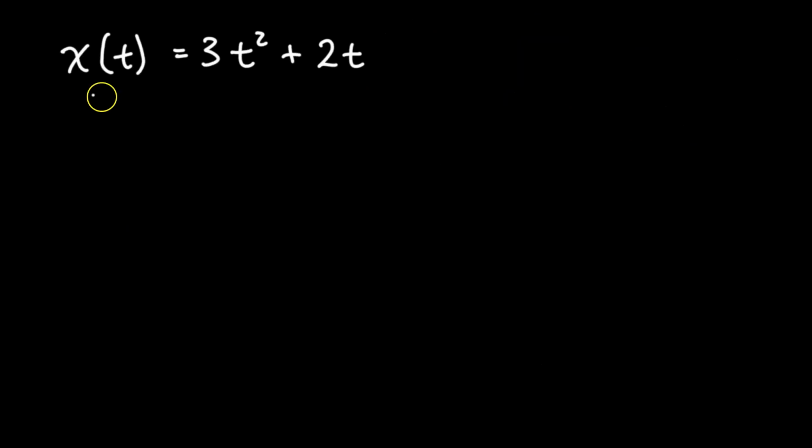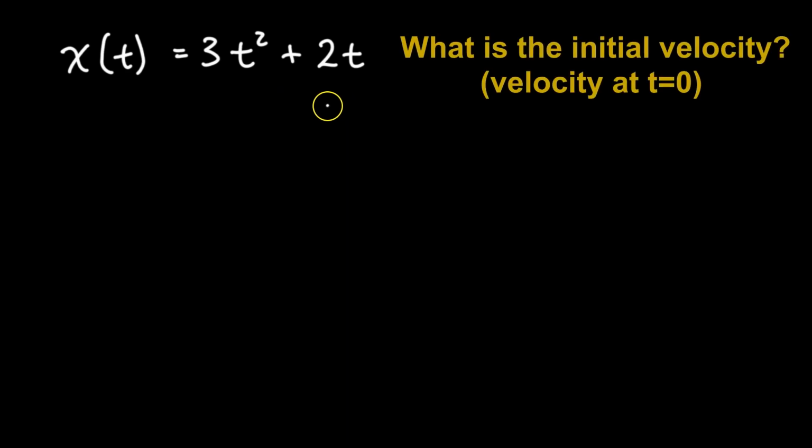Let's take a look at this position equation, which has a coefficient. You'll notice the number in front of the letter. And then it also has multiple terms. So it's not just 3t squared, but it's 3t squared plus 2t. And we want to find the initial velocity of this object. First, we're going to find the derivative of this position equation.